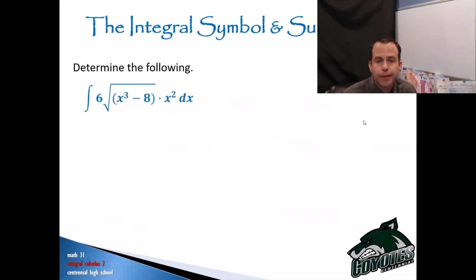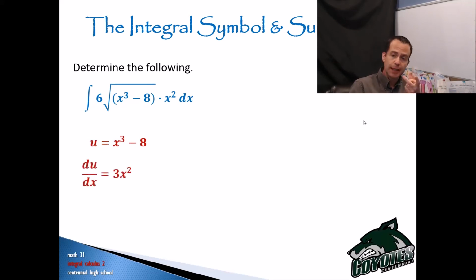Awesome. Okay, try this guy. The integral of 6 root of x cubed minus 8 times x squared. Okay, so my u will be x cubed minus 8. The derivative of that will be 3x squared. Switching that up, I could end up with dx will equal 1 over 3x squared du. And I'm ready to do my integration.